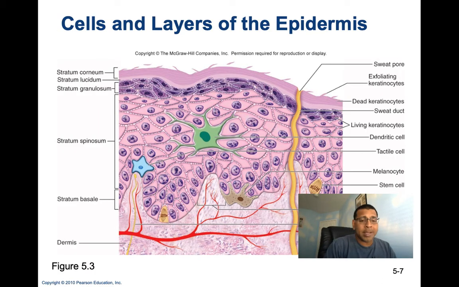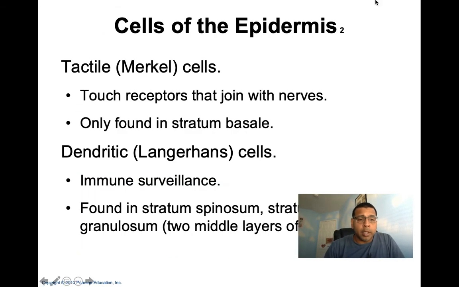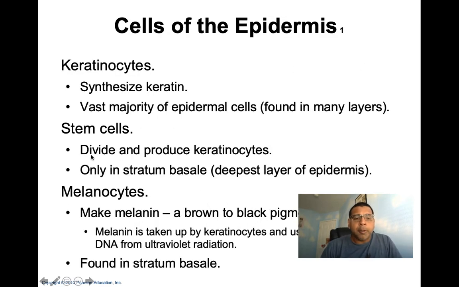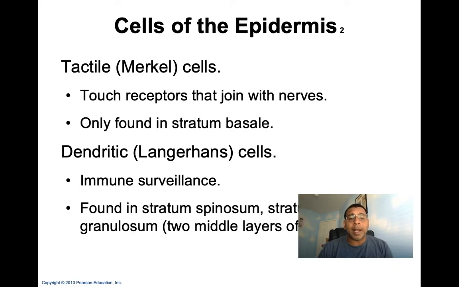We'll start with the stem cells. Stem cells are found dividing and producing new keratinocytes. These stem cells are only found in the stratum basale. The stratum basale, the basal layer you can think of, is the deepest layer of the epidermis. Like we said, it could be anywhere from 4 to 5 distinct layers, so the deepest layer is going to be the stratum basale.